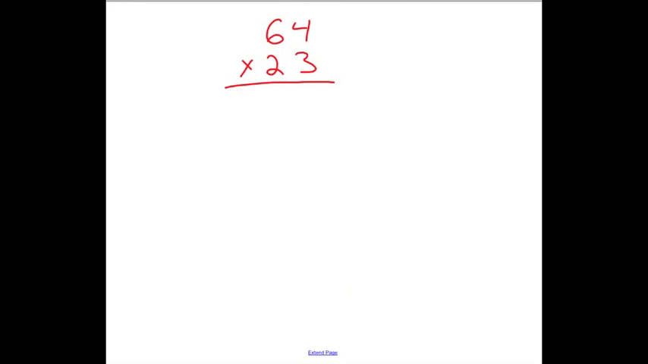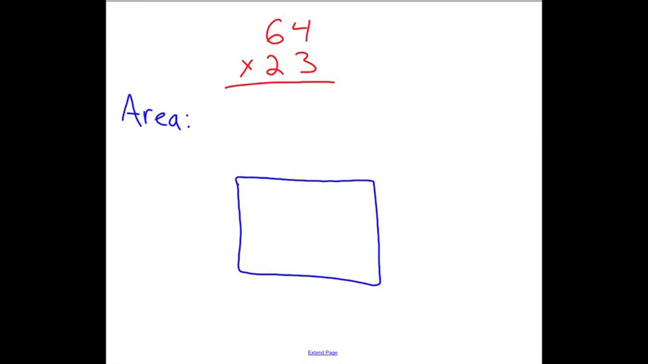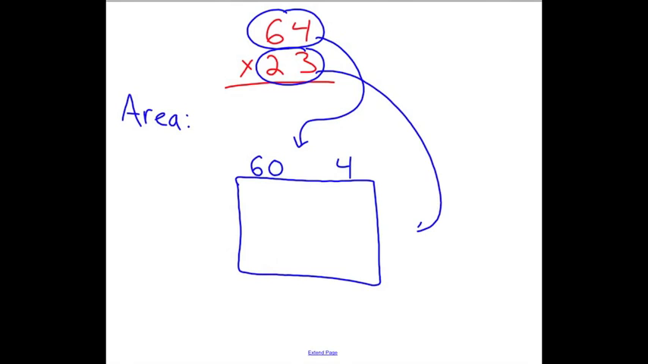The next plan I'd like to show you is the area plan. Like the lattice plan, the area plan needs a rectangle. I'll actually draw the rectangle first this time. And I will look at my number 64. And I'm going to cut 64 apart into 60 and 4. I'm going to cut 23 apart into 20 and 3. Just like in lattice, I need to separate my numbers.